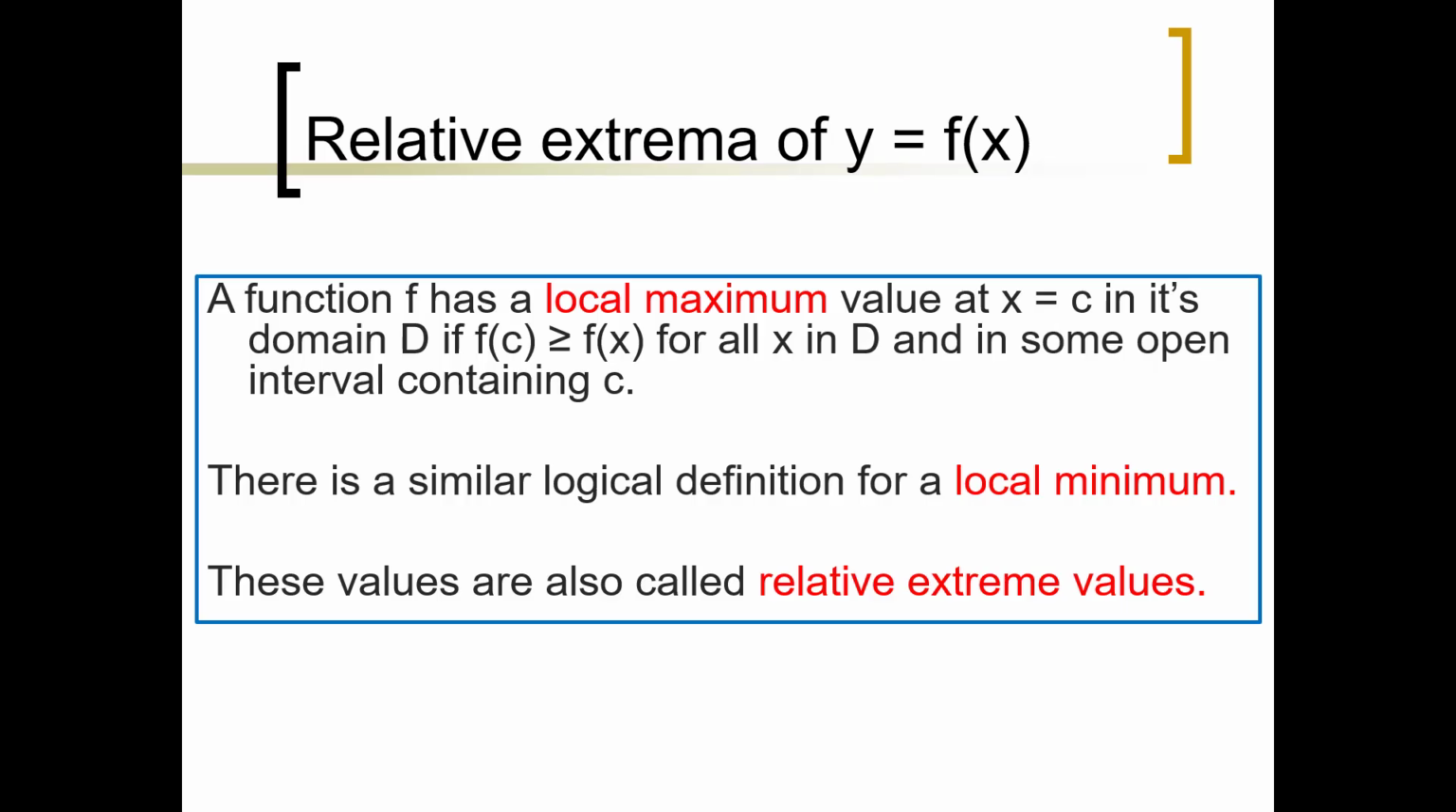A function has a local maximum value at x equals c in its domain if the function value f of c is larger than every other function value for all x that's in the domain and in some open interval containing c. Now there's a similar logical definition for the local minimum. These values are also often called the relative extreme values.